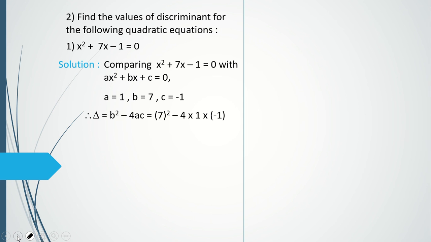Okay. So just find out what is b square minus 4ac. 7 square minus 4 into ac. So that's 49 plus 4, which is 53.